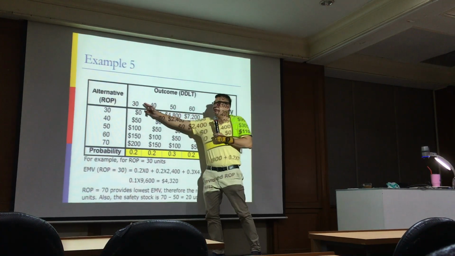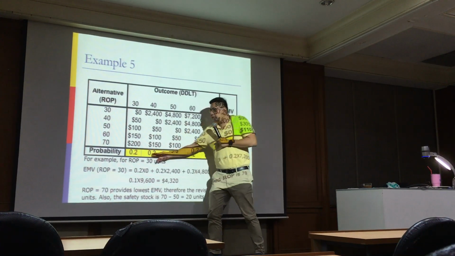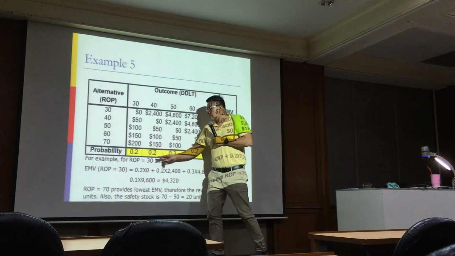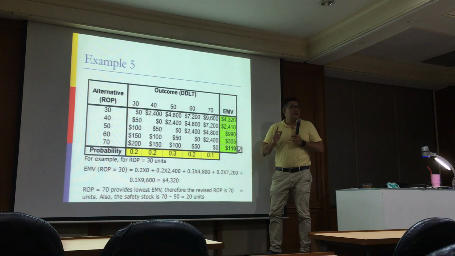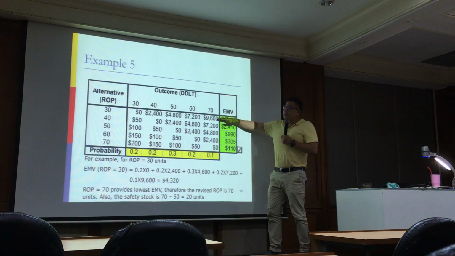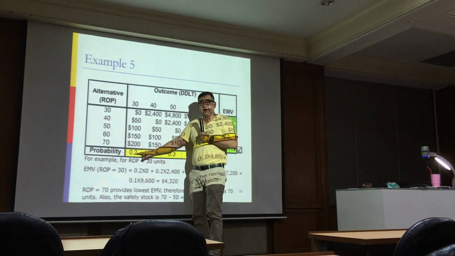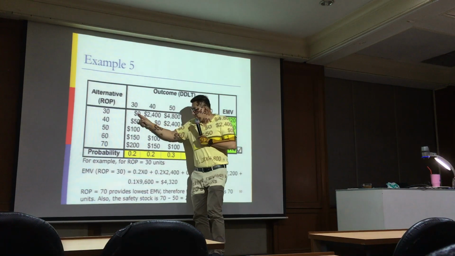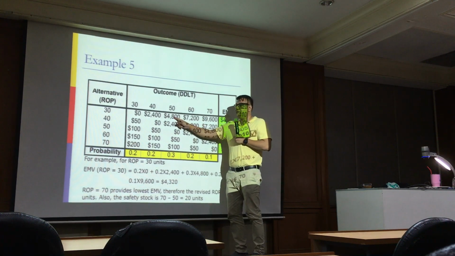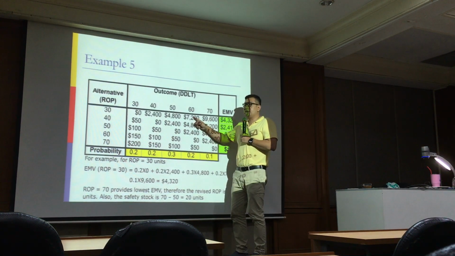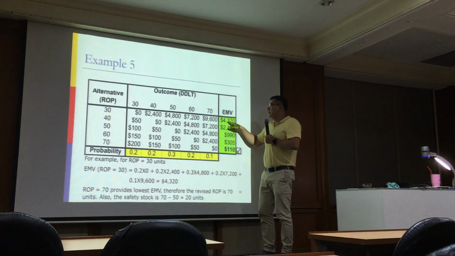And don't forget that the outcome of the demand is going to be 30, 40, 50, 60, 70. We follow this probability, right, as a discrete distribution: 0.2, 0.2, 0.3, 0.2, and 0.1. So then we're using the concept of decision making under risk. So the first alternative, in the case that the order point equals 30 units, we're using 0.2 multiplied with 0, plus 0.2 multiplied with 2,400, plus 0.3 multiplied with 4,800, plus 0.2 multiplied with 7,200, plus 0.1 multiplied with 9,600. You can have 4,320.